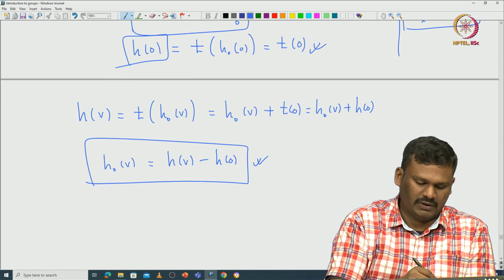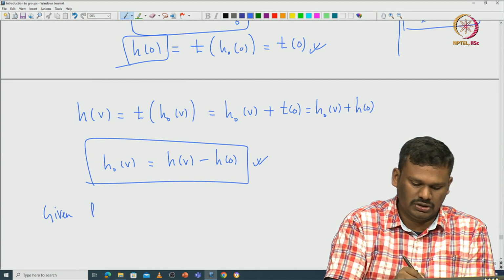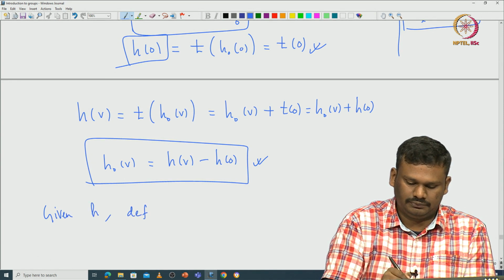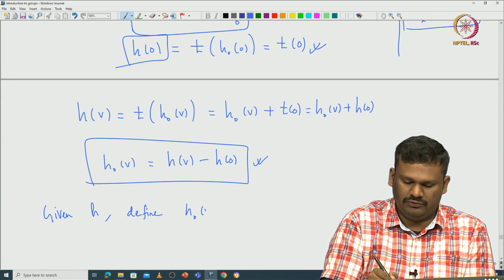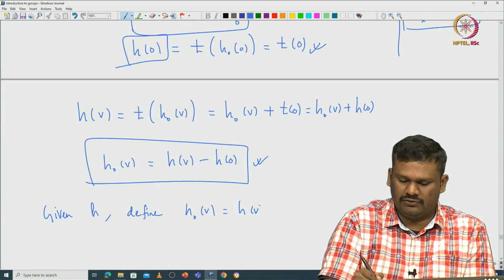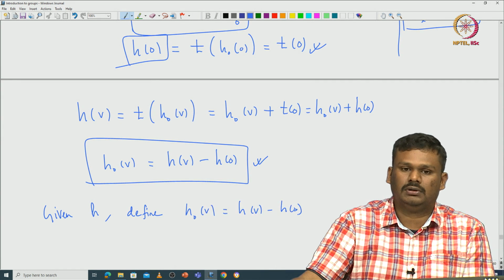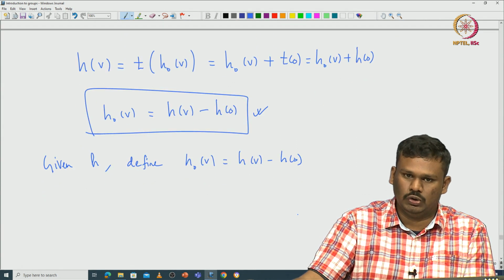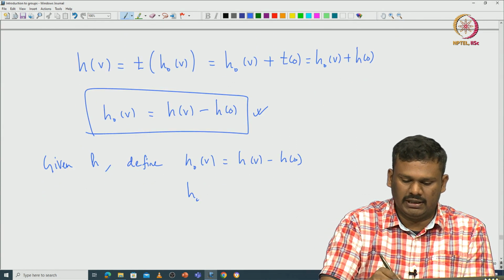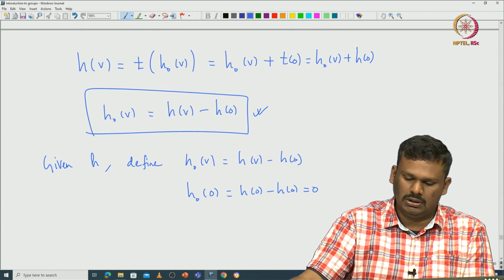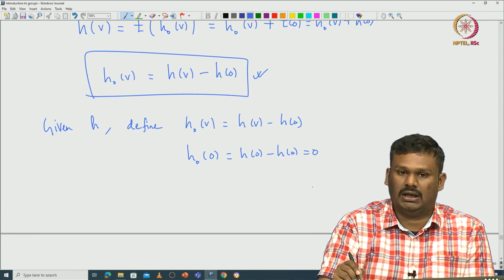So now, given H, define H naught of V equal to H of V minus H of 0. It is a map from R2 to R2, no issue, and note that H naught of 0 is going to be H of 0 minus H of 0, which is 0. That means H naught fixes the origin.